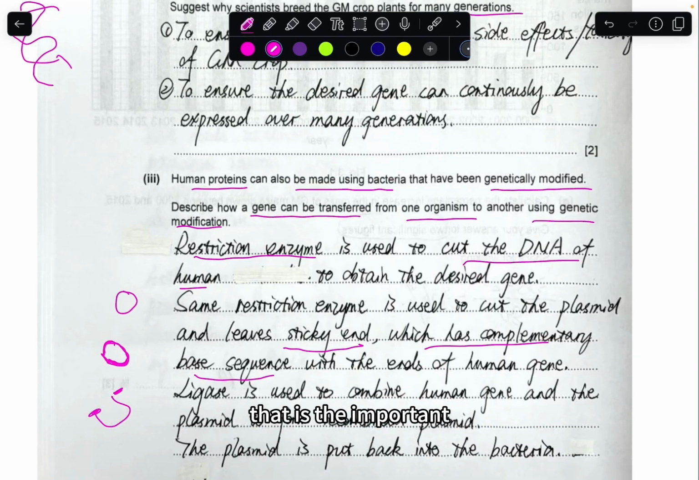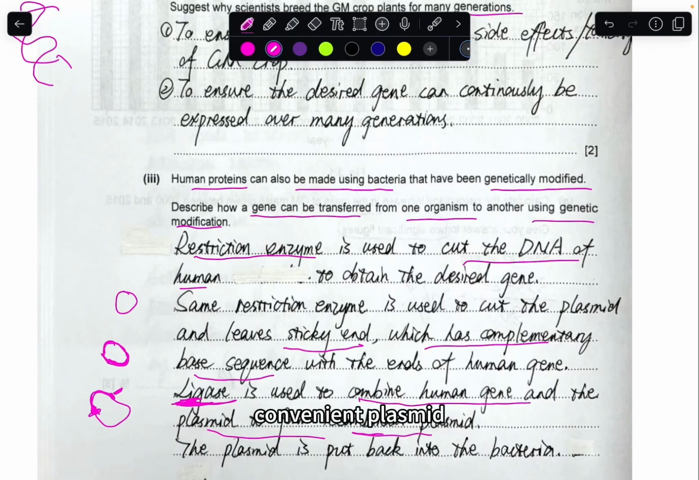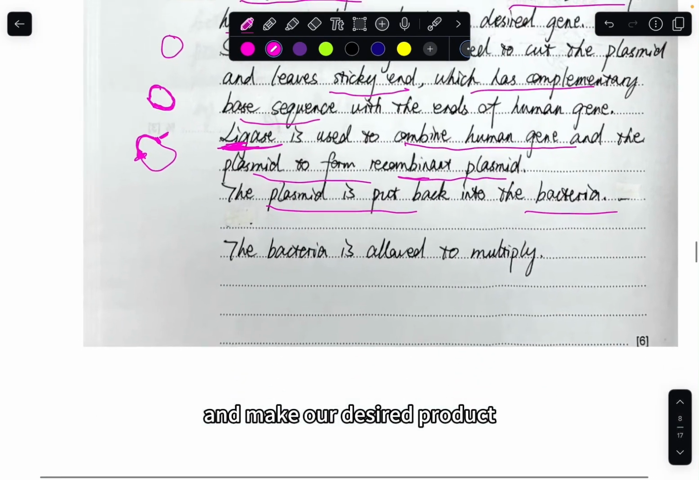That is the important part. And we have another enzyme, ligase. So when we put our gene sequence here, the ligase enzyme will just stick it back. It is used to combine the gene and the plasmid to make the recombinant plasmid. So it is put back into the bacteria, and then the bacteria can grow and make our desired product.